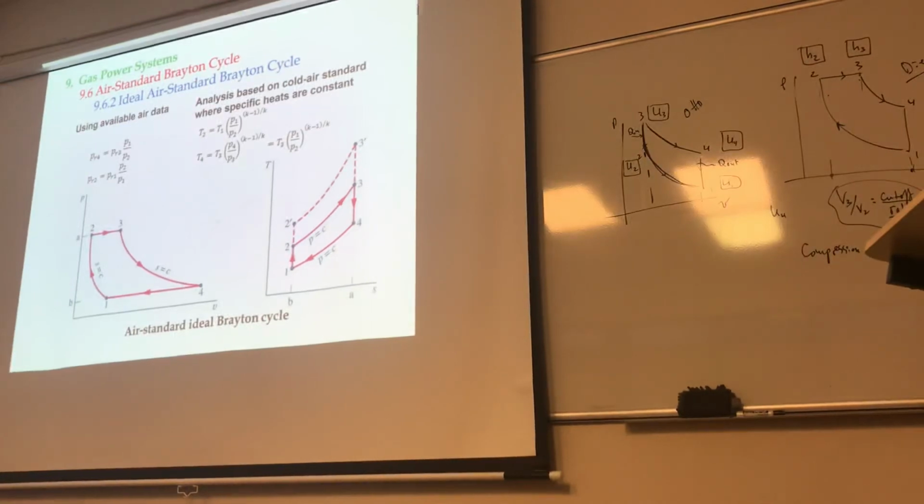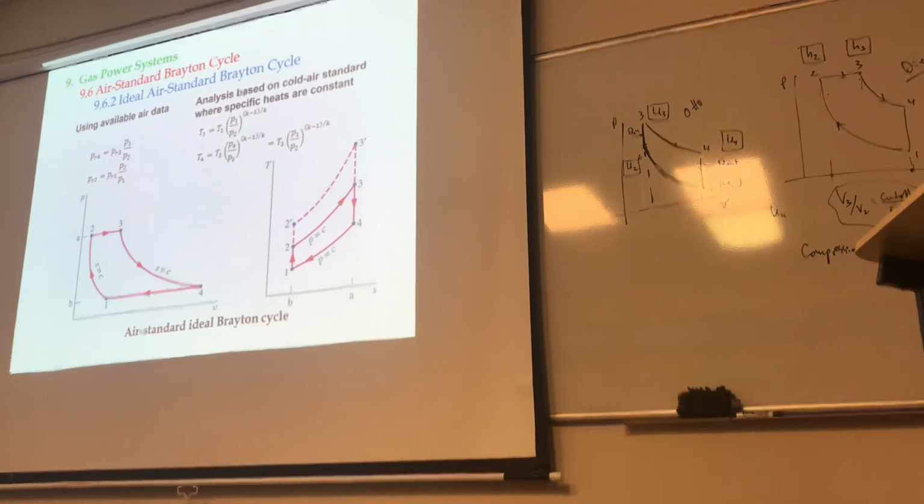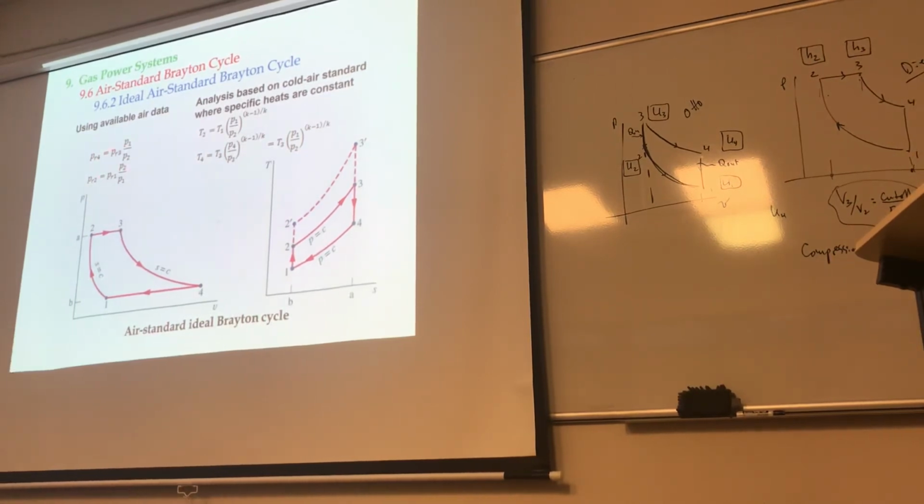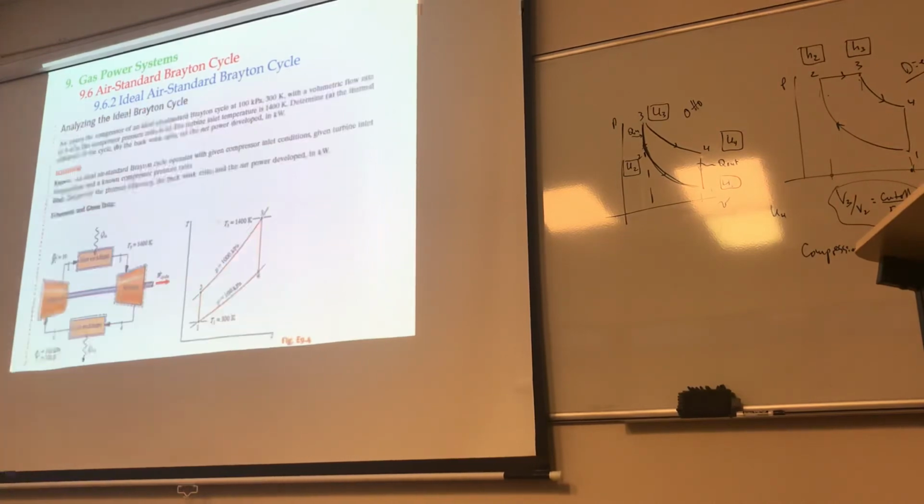compressor is not going to have a compression ratio. It's going to have a pressure ratio or compression ratio, which is the high pressure versus the low pressure, right? So this is using the available air data, this is the stuff that we're going to be using. And then when we do the cold air standard analysis, if the C_p's are constant, then that is the procedure we will be using. So let's just take a look at this one and then we'll end it here.